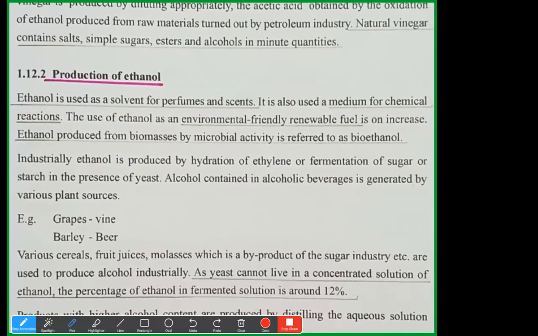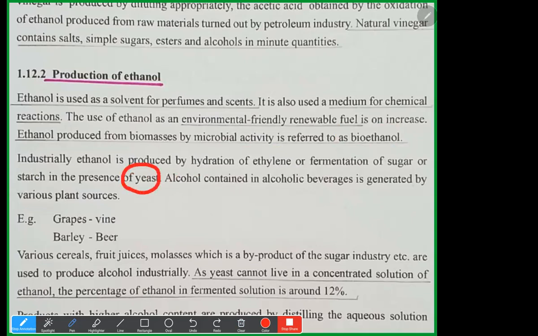Ethanol products. Ethanol produced from biomass by microbial activity is referred to as bioethanol. If you are getting ethanol from biomass, like plant residues and those products, that is called bioethanol. Industrially, ethanol is prepared by hydration of ethylene, which means C2H4, or by fermentation of sugar or starch in the presence of yeast.